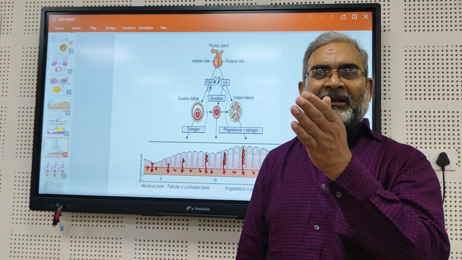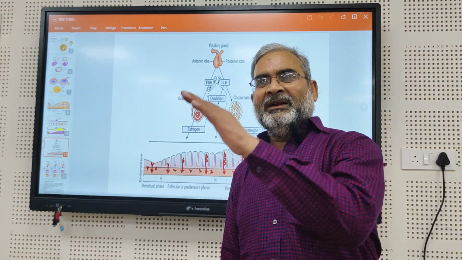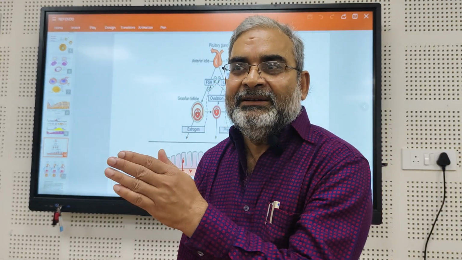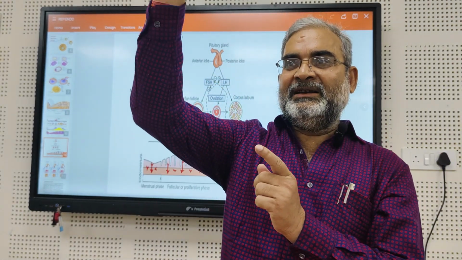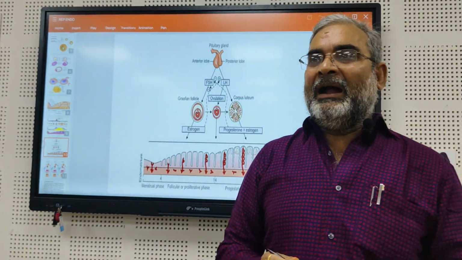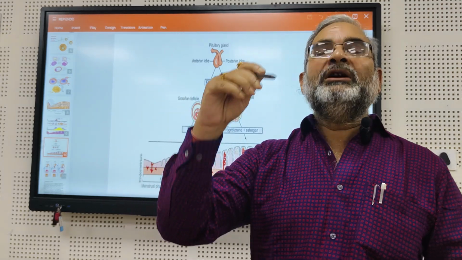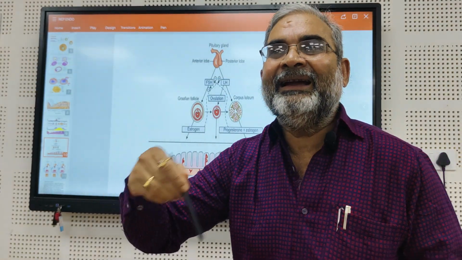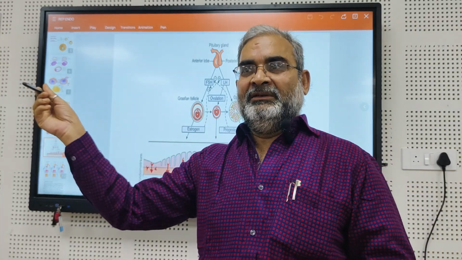But when the follicle is converted into the corpus luteum, then the level of the estrogen is gradually decreased and the level of the FSH is gradually increased, which comes to the same level as on the first day, or the 26th day of the cycle. I initiated again the follicular phase.